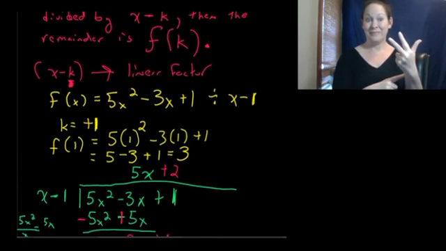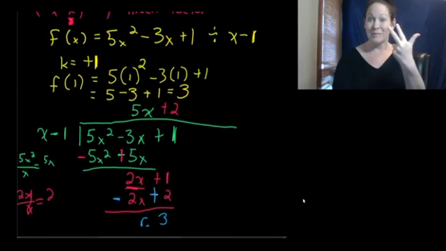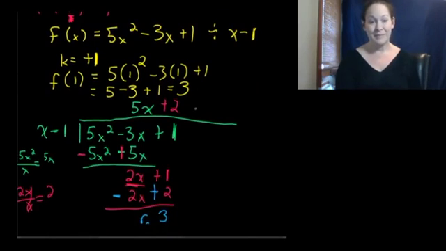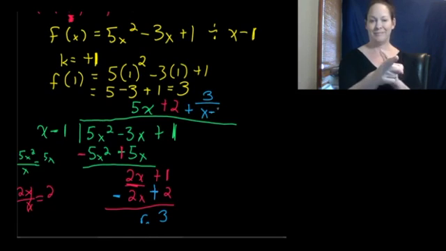I told you it was going to be 3. It's 3. So the remainder theorem seems to work. And I guess if I wanted to write this in proper form, it would look like that. And so the remainder theorem is useful.